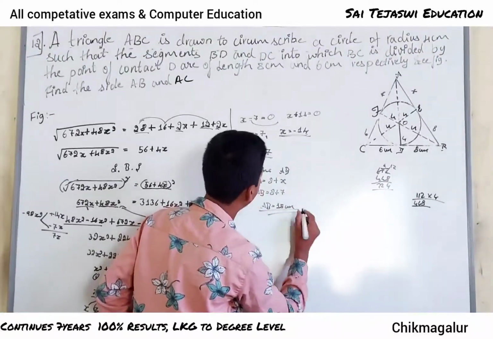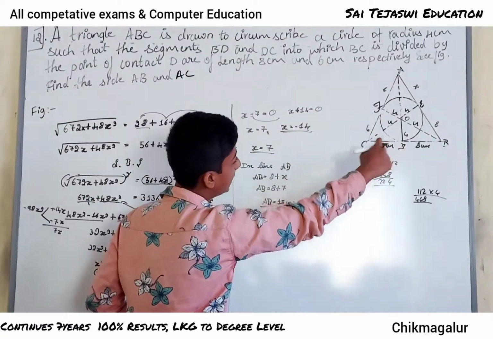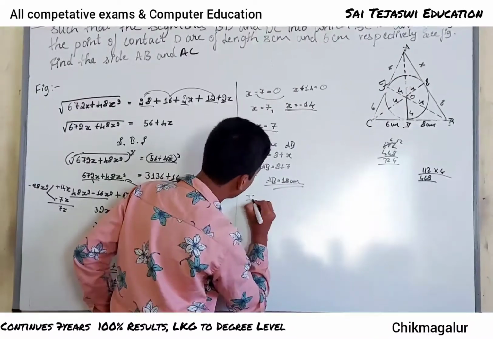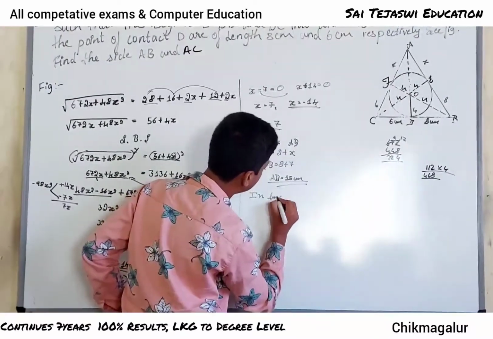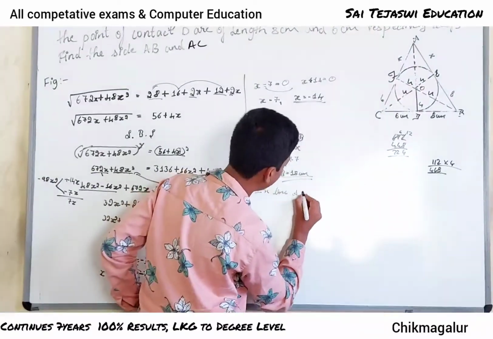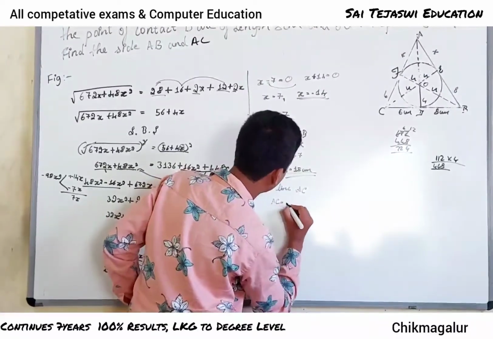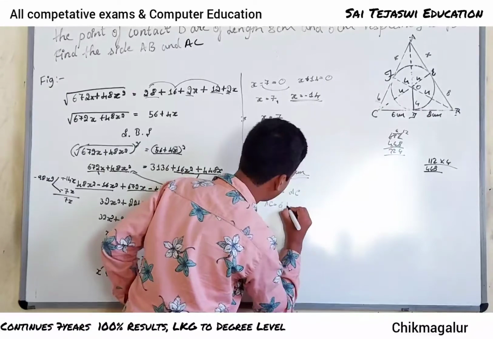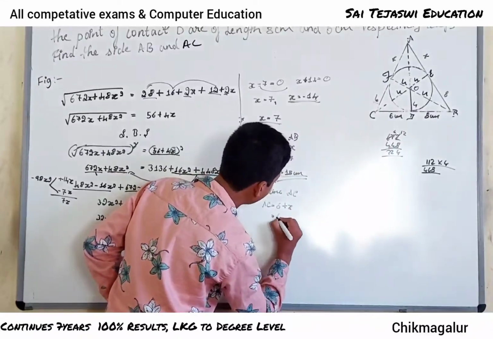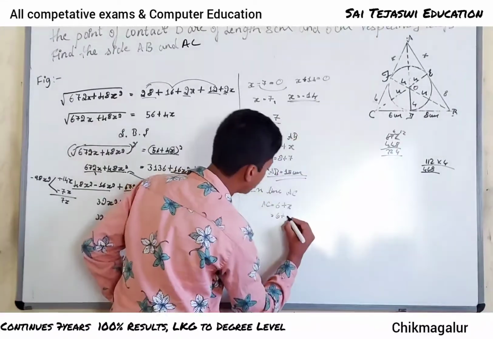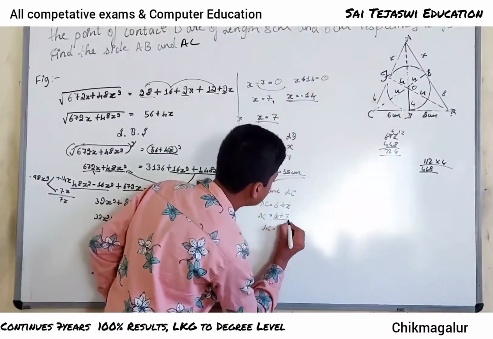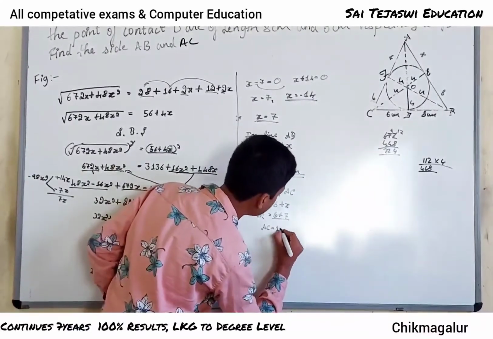So we found the length of one side. They gave one side, and we should find the last side. So we consider the line AC, which equals, we know the value, 6 plus x. The value of x is 7, so we take 6 plus 7. Now AC equals 6 plus 7, which is 13 centimeter.